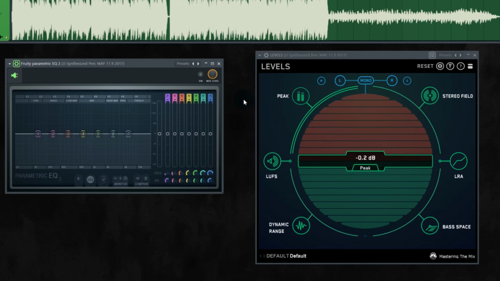Now this track was mastered and limited, so that's why it sits where it is on the peak meter at negative 0.2 decibels. I'm going to turn parametric EQ2 on, and I want you to watch the peak meter once again in this area.